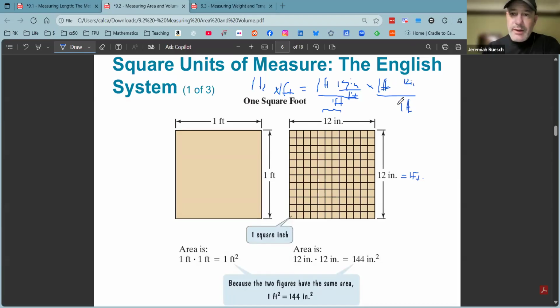Okay, and so the feet cancel, and I'm left with 12 inches times 12 inches, which is going to give us then the 12 times 12, or 12 squared inches being the unit squared. Okay, but 12 squared is a number we can compute, and that's 144 then inches squared, or 144 square inches.